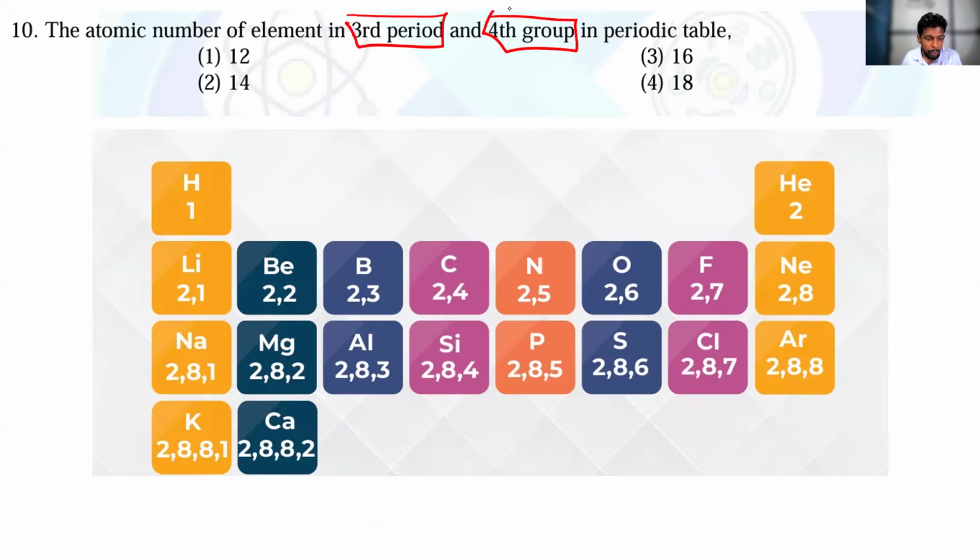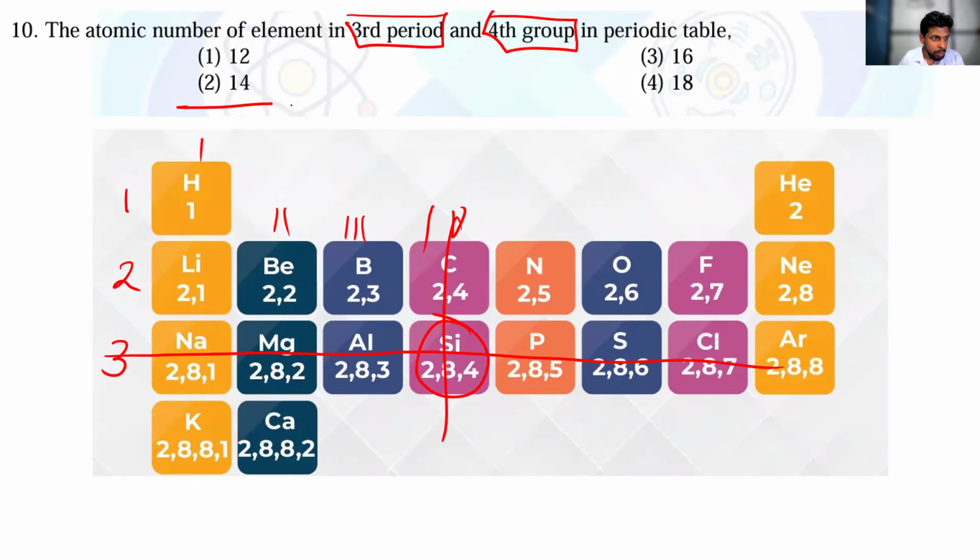Third period and the fourth group. This is first period, second period, third period, and the fourth group. 1, 2, 3, and 4. And that is silicon. Okay. So what is the atomic number of silicon? 2, 8, 4 means that is 14.